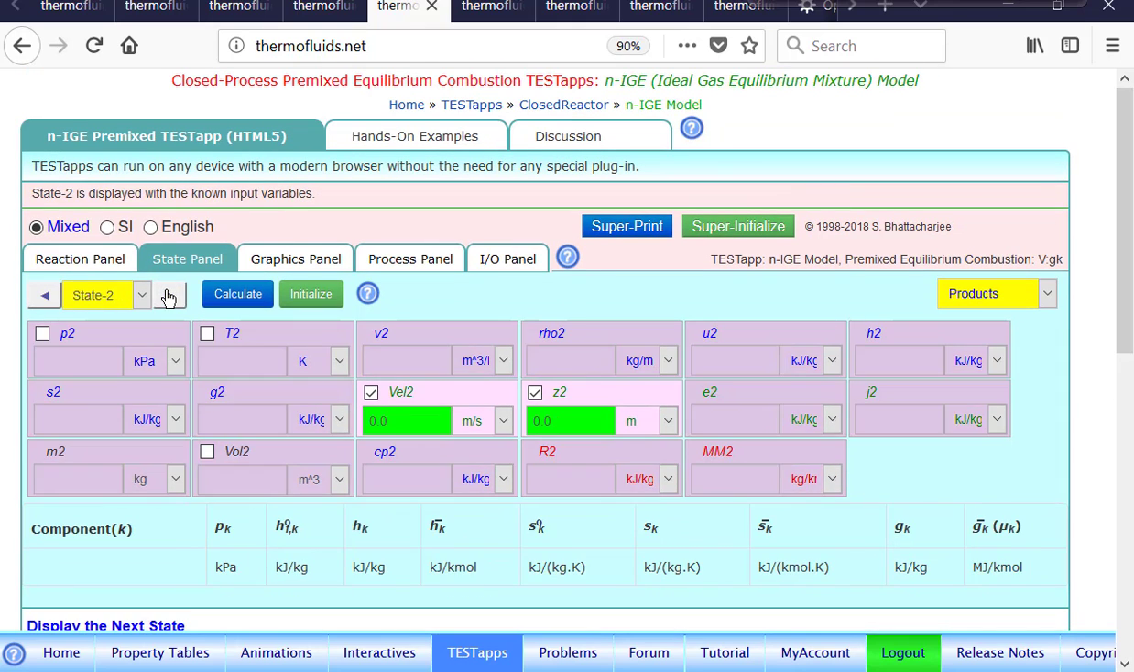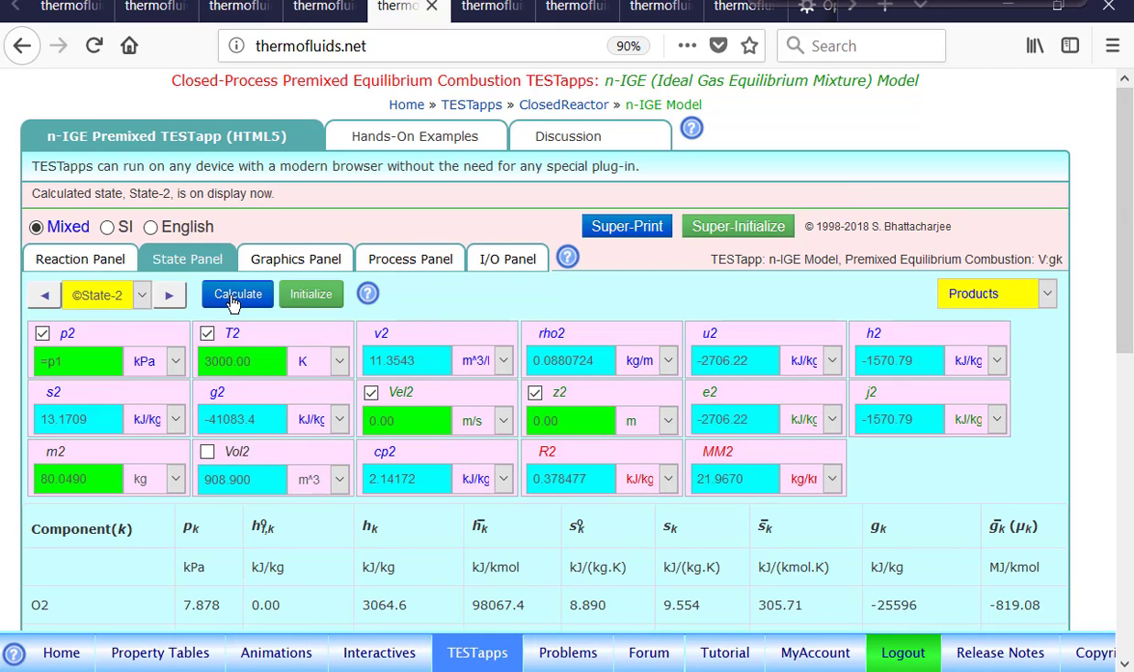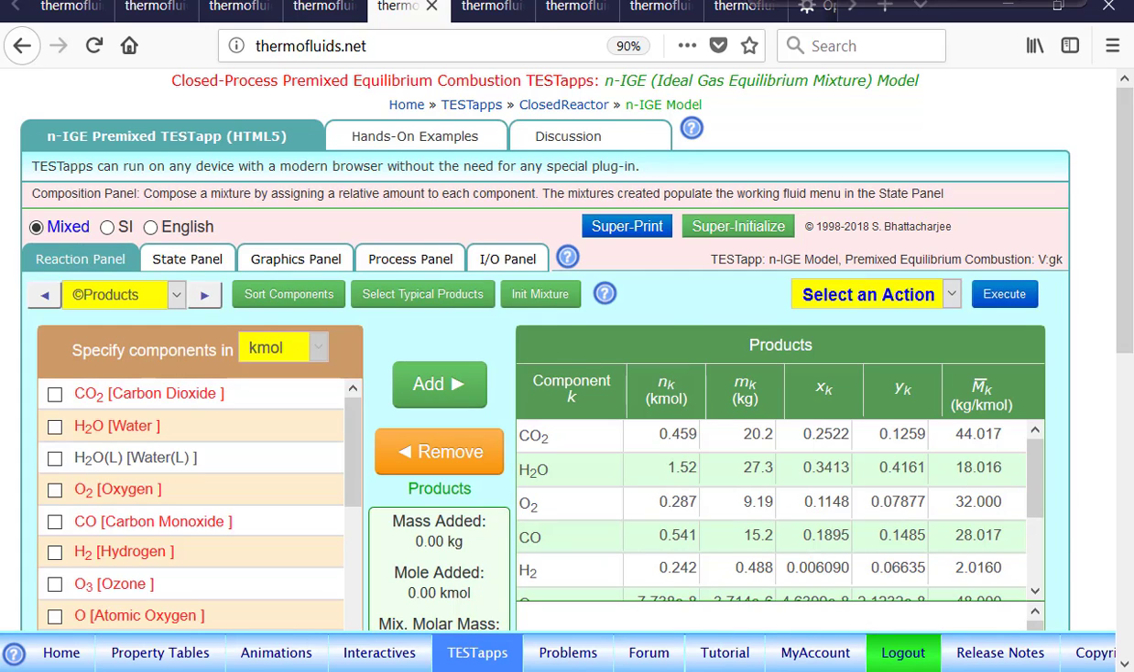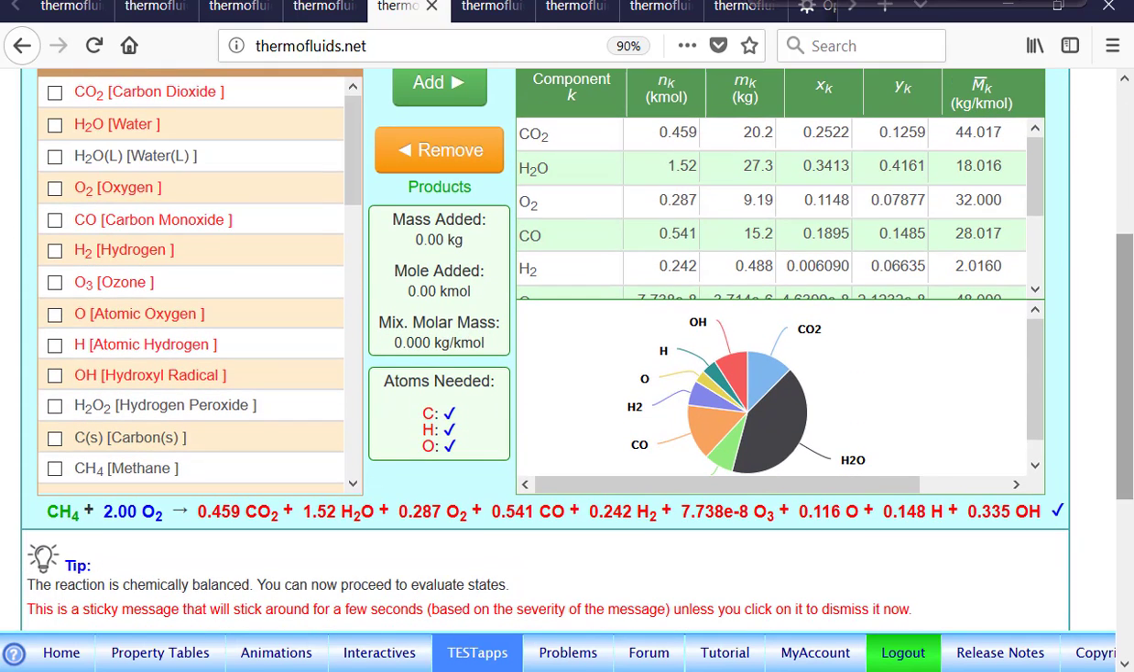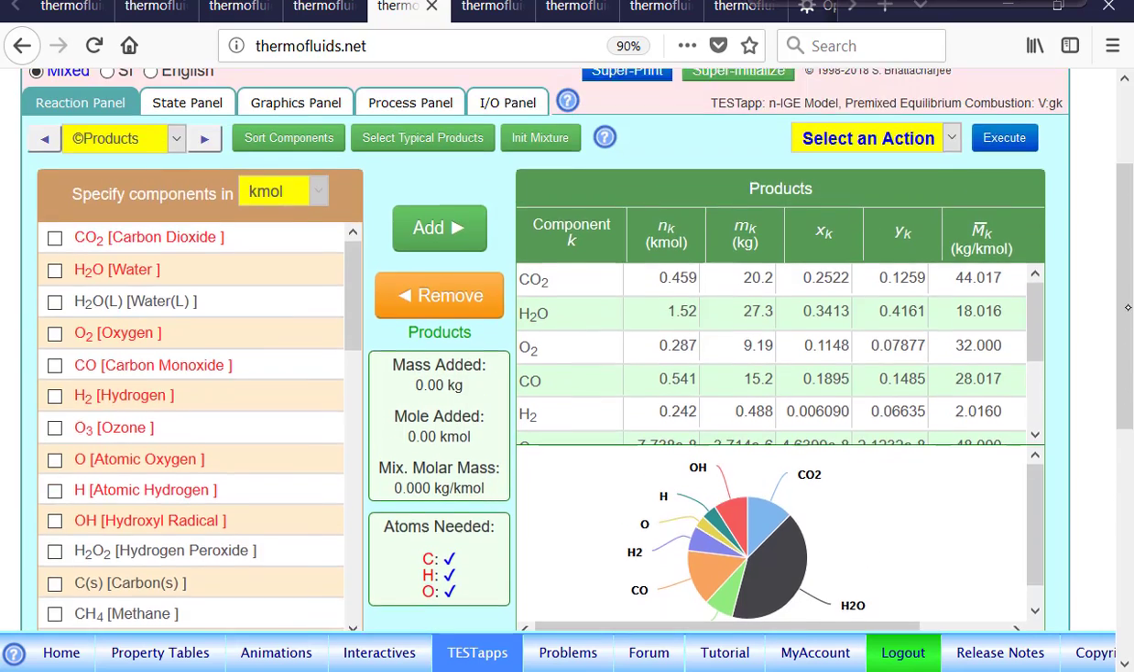Now this is state 2. We are going to minimize Gibbs function to find the composition, and pressure and temperature must be supplied. So suppose we have a constant pressure process, so P equals P1, and let's supply a very high temperature. Temperature must be known. With that, if I calculate, then we can get the composition for 3000 Kelvin, and you can come back to the reaction panel and see the pie chart, and the reaction is completely balanced.